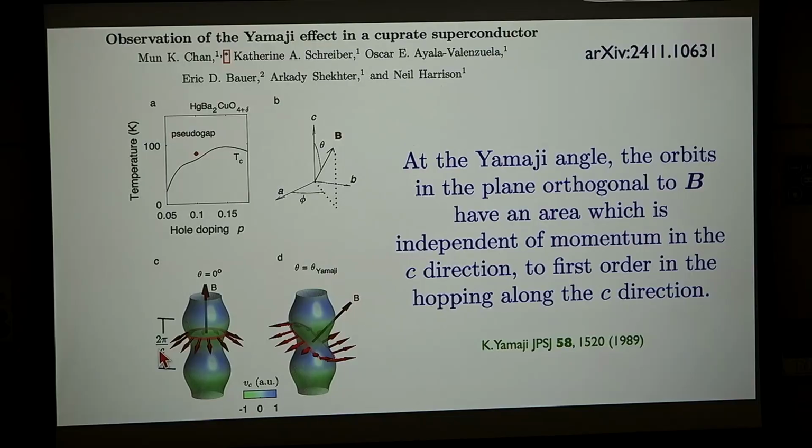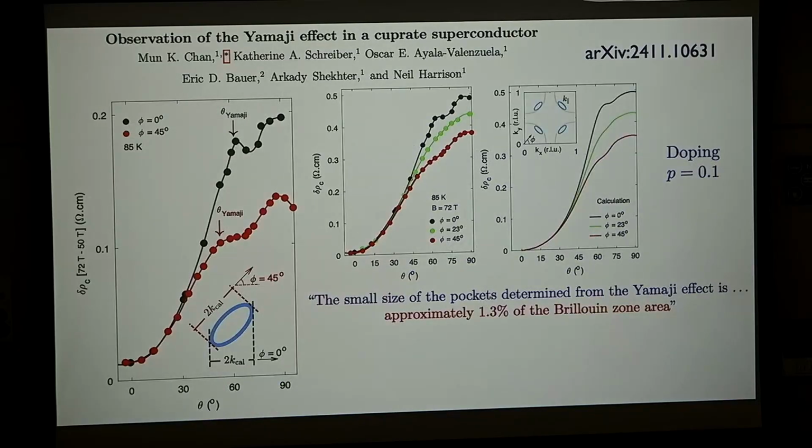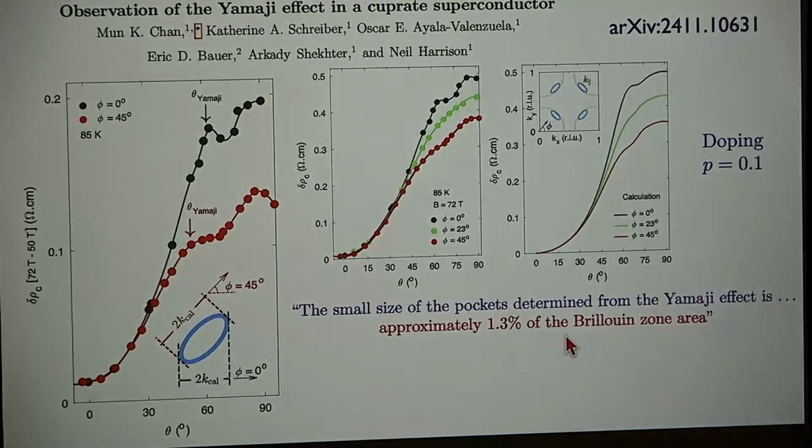All right. So first of all, they do see the Yamaji peak over here. And from that, this is their assumption of what the angle is. Here are their measurements. Here's the solution of the Boltzmann equation. All seems to work very beautifully with the assumption of four pockets. And they can then read off that the size of the pocket is 1.3% of the Brillouin zone area. So now they not only have a pocket, they have a firm number for how big it is.